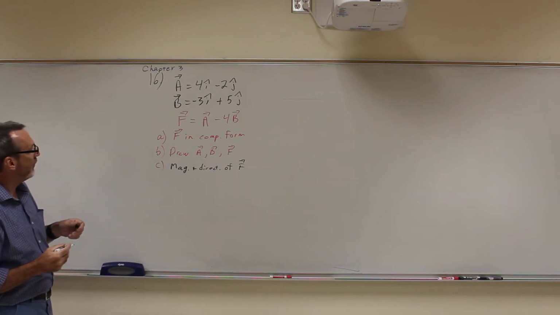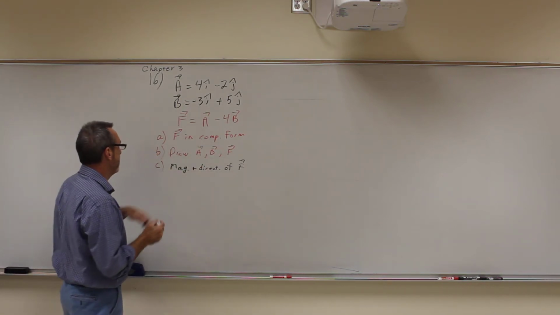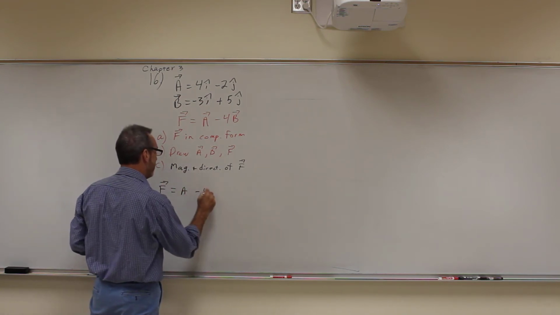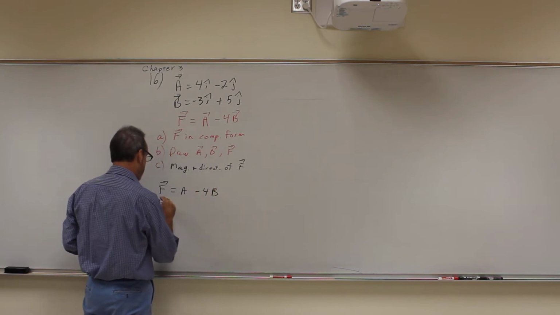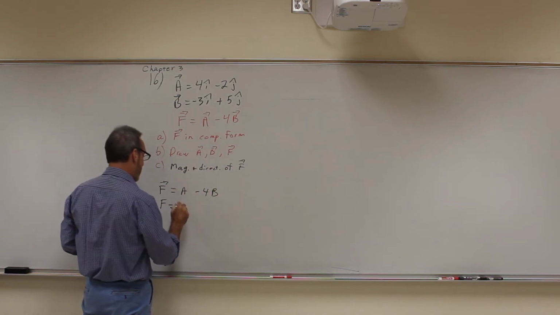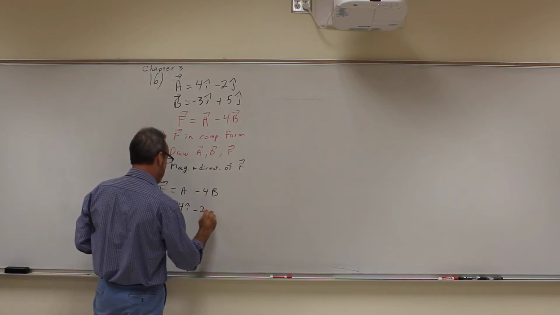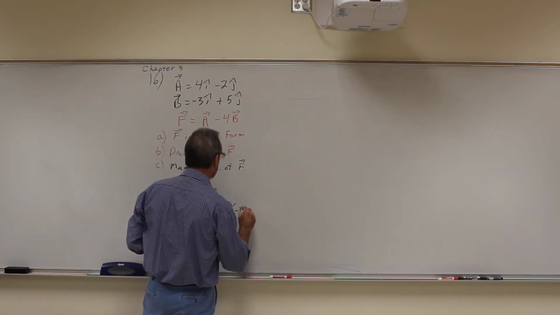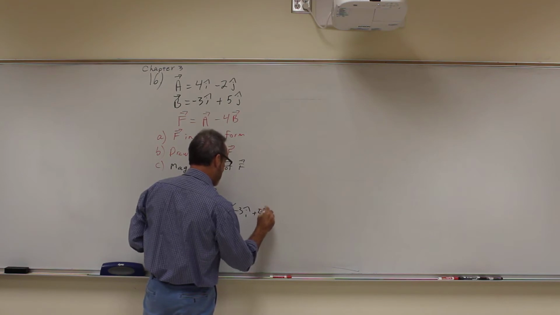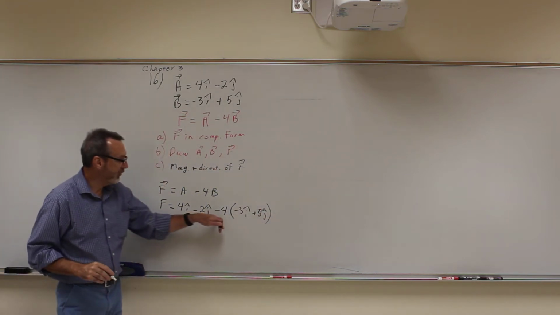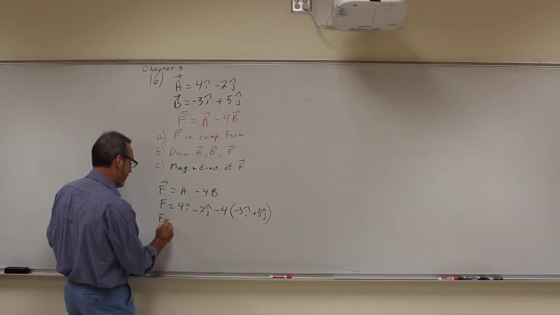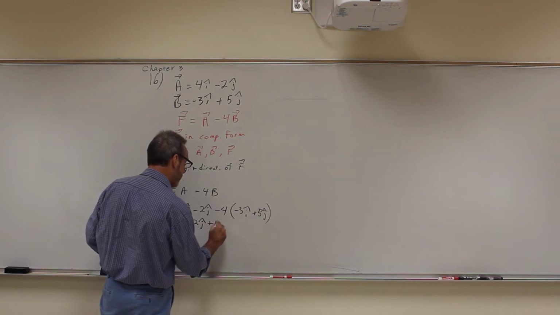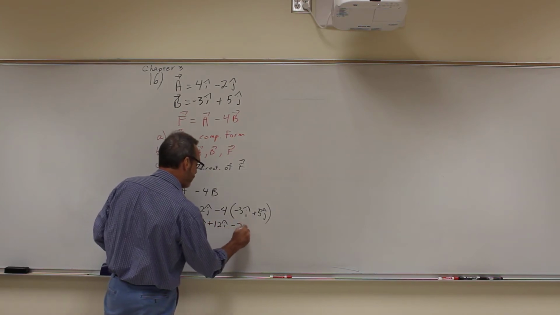All right, so for part A, F in component form, this is very easy because we have F is equal to A minus 4B. Well, this is easy because we know what A is. A is 4I hat minus 2J hat. And then this is minus 4 times B, which is negative 3I hat plus 5J hat. And so now all we're going to do is distribute the negative 4. So this is 4I hat minus 2J hat plus 12I hat minus 20J hat.